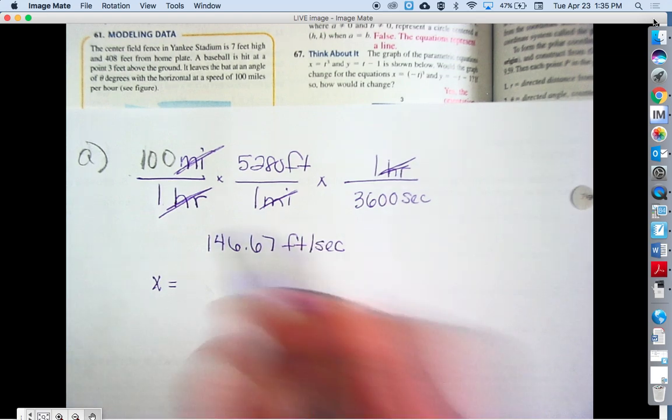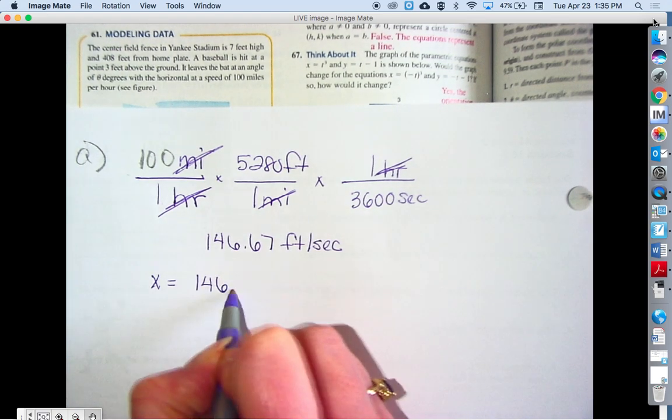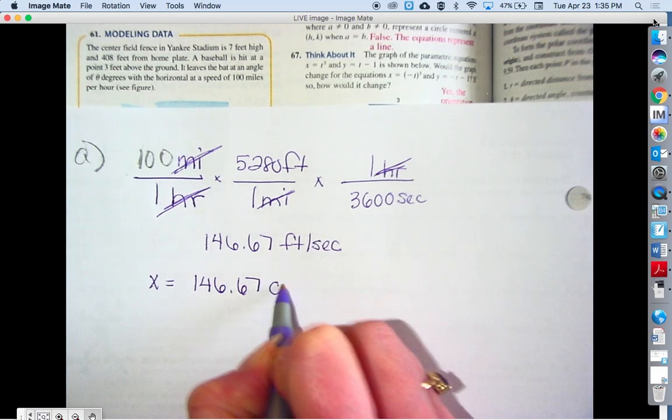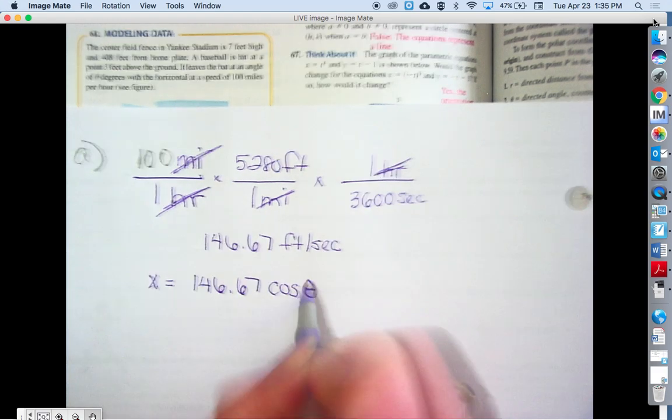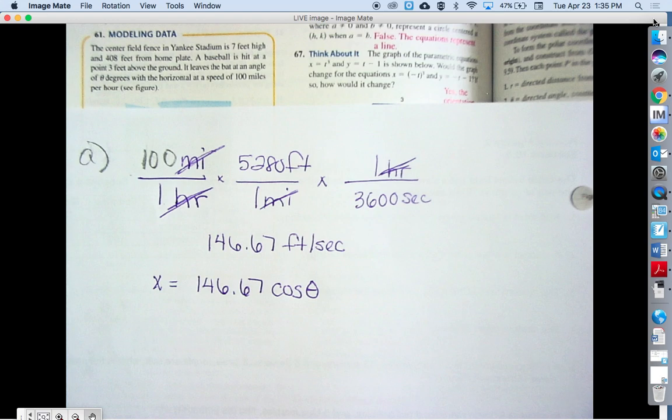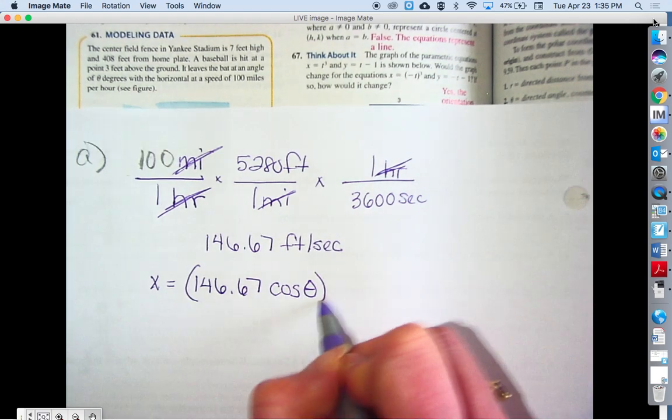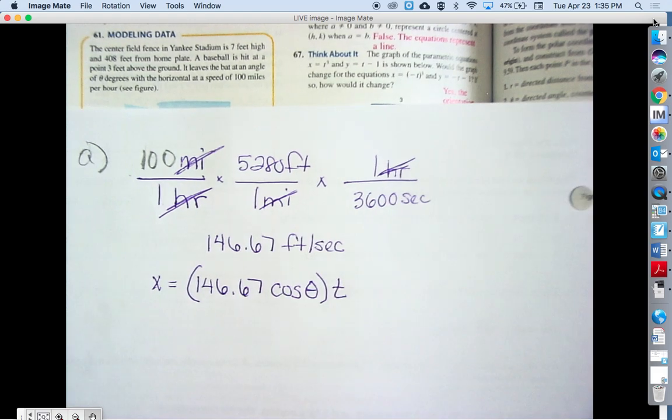But it says take the velocity, which is 146.67, times the cosine of the angle. And I'm just going to keep that in there, because that angle is going to come out, and we're going to put a couple different numbers in it. All of that gets multiplied by t, which is time. So time affects the cosine of the angle, or is changed by the cosine of the angle, 146.67.